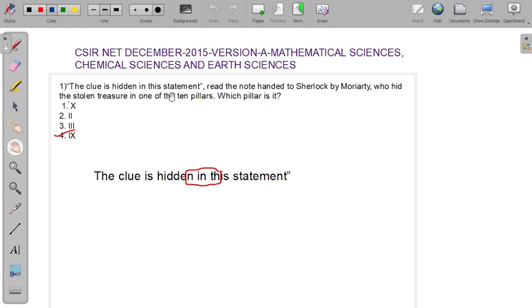The clue is hidden in this statement. Read the note handed to Sherlock by Moriarty, who hid the stolen treasure in one of the 10 pillars. Which is that pillar? So let us write the sentence once again and read it carefully. The clue is hidden in this statement. When you combine these letters, we will get the word ninth. So the pillar is equal to 9.